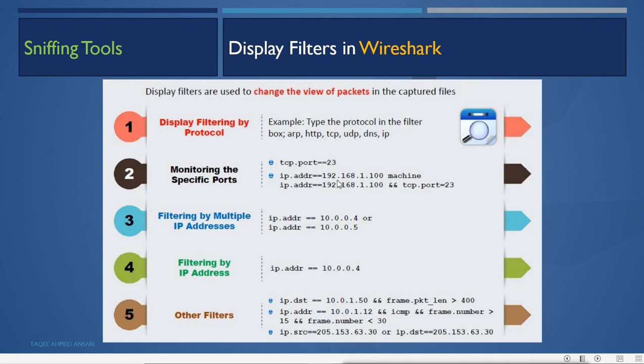For IP addresses, ip.addr equal to, you can mention the machine's IP address, and the port number you want to monitor. You can filter multiple IP addresses by using ip.addr equal to this or ip.addr equal to this. Filtering by the IP address is normally one IP address, ip.addr. You can use other filters based on destination IP and frame length, then IP address and ICMP and frame number. Then you can use source based on the source IP address and destination IP address.